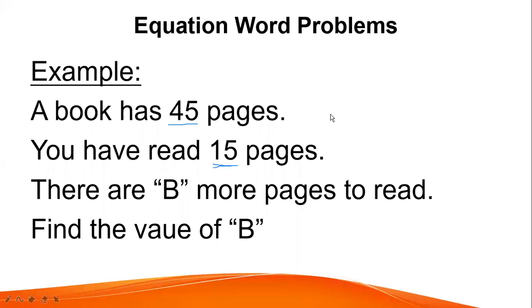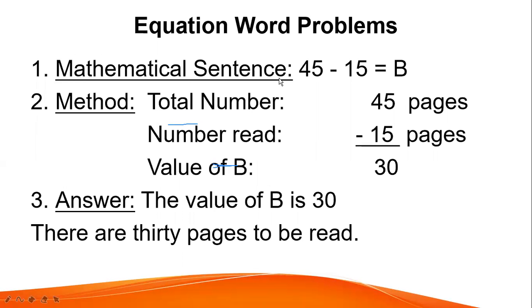Now let's go to the next slide. So our mathematical sentence is 45 pages minus 15. Why minus 15? Because 15 is the number of pages we have read. So we have to deduct, or minus, that. So our equation is 45 minus 15 equals B. That is our mathematical sentence.